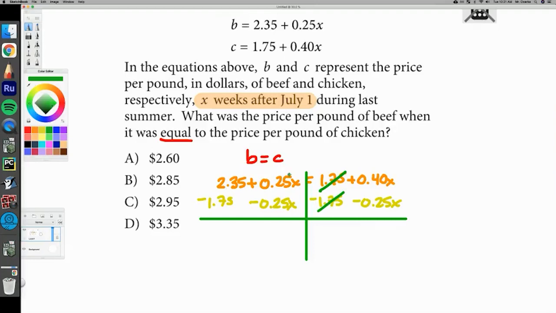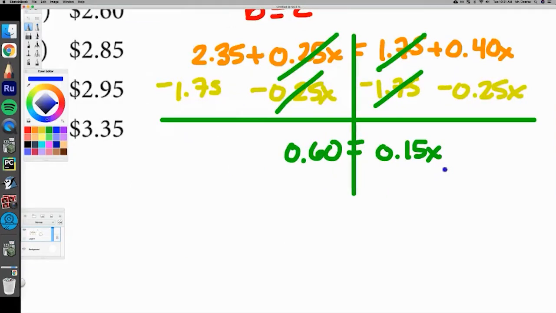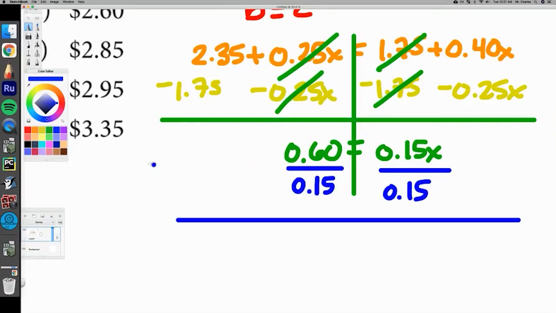This cancels. This cancels. So now you're left with 0.4x minus 0.25x. So that's 0.15x. And then 2.35 minus 1.75 is going to be 0.60. From here, I'm going to divide both sides by 0.15, and you should get 4 is equal to x.